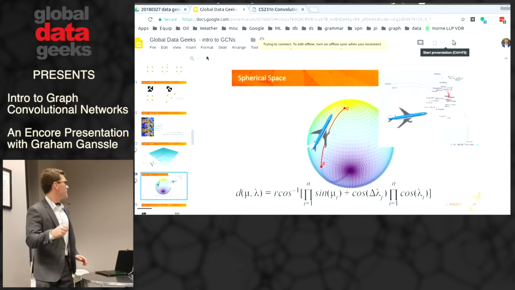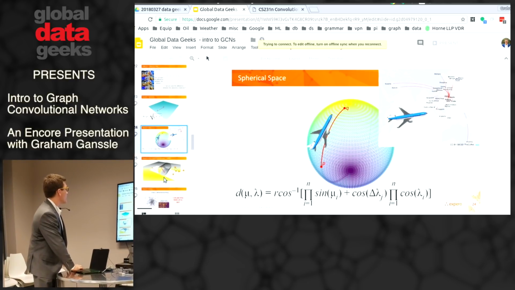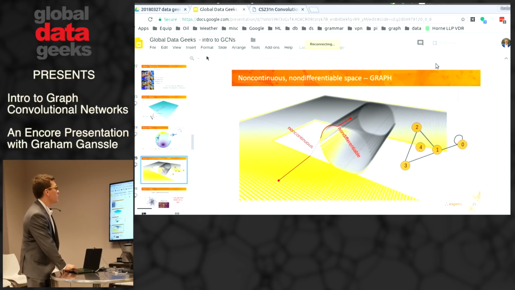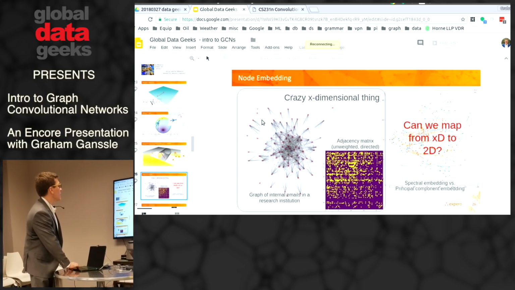So the reason that this doesn't work well in graphs is because a graph represents a sort of non-continuous, non-differentiable space-time.